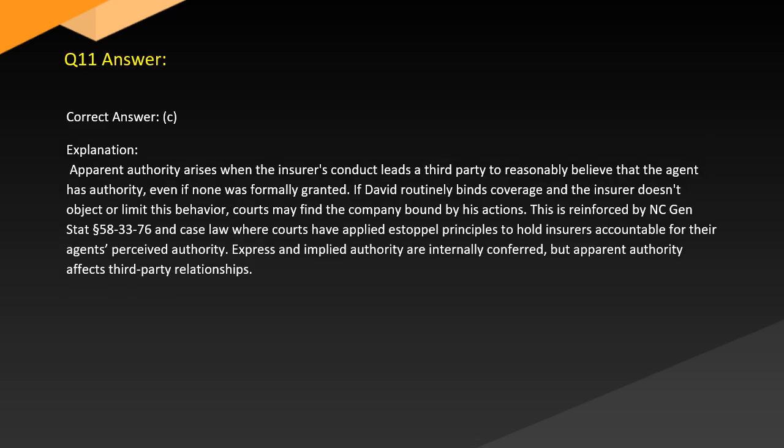Answer. Correct answer: C. Explanation. Apparent authority arises when the insurer's conduct leads a third party to reasonably believe that the agent has authority, even if none was formally granted. If David routinely binds coverage and the insurer doesn't object or limit this behavior, courts may find the company bound by his actions. This is reinforced by NC Gen. Stat. § 58-33-76 and case law where courts have applied estoppel principles to hold insurers accountable for their agents' perceived authority. Express and implied authority are internally conferred, but apparent authority affects third-party relationships.